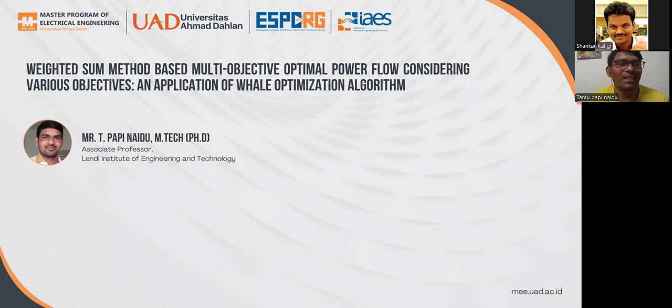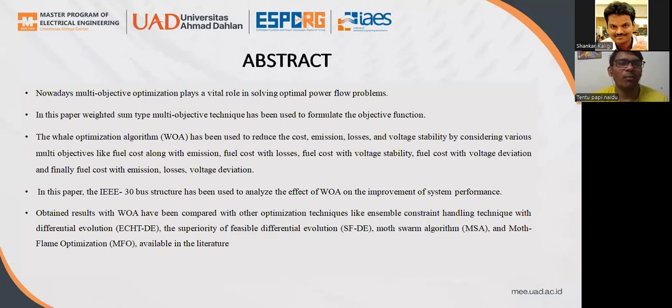My abstract is: nowadays multi-objective optimization plays a vital role in solving optimal power flow problems. In this paper, a weighted sum type multi-objective technique has been used to formulate the objective function. The Whale optimization algorithm has been used to reduce the cost, emission, losses, and voltage stability by considering various multi-objectives like fuel cost along with emission, fuel cost with losses, fuel cost with voltage stability, fuel cost with voltage deviation, and finally fuel cost with emission, losses, voltage deviation.